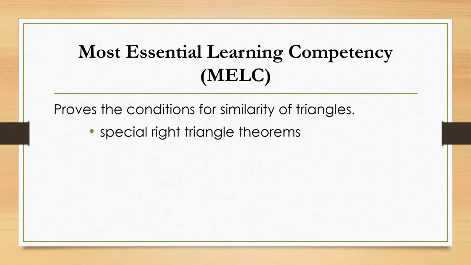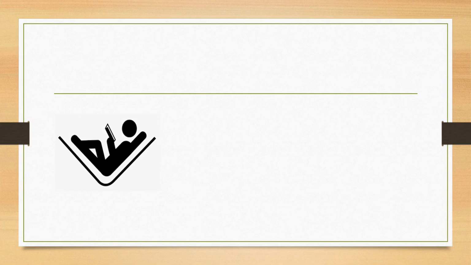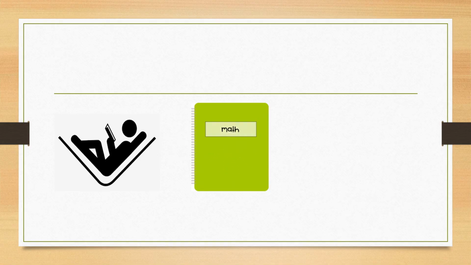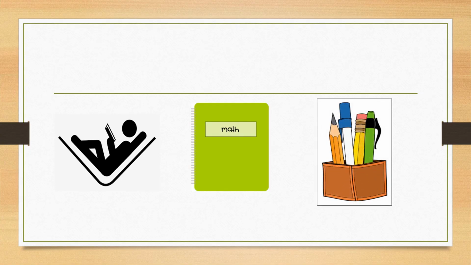So we have the special right triangle theorems with the code of M9GE-IIIG-H-1. There are things that you need to do while watching this video. Number 1, make yourself comfortable. Number 2, get your math notebook or any scratch paper. And number 3, get any pen or pencil.